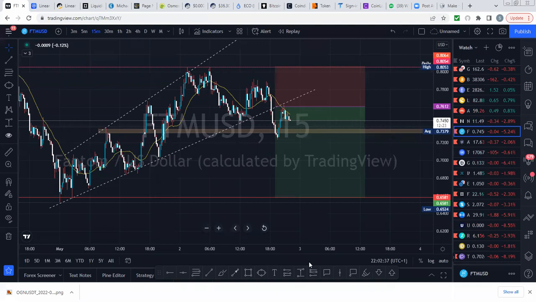Time frames depend on the type of trader. Traders that focus on short-term trades, in brackets, trades open and close on the same day. You open a trade today and you still close it the same day. This includes scalpers and day traders.